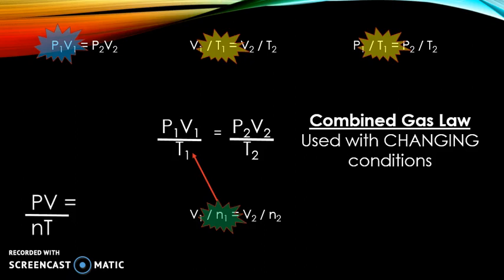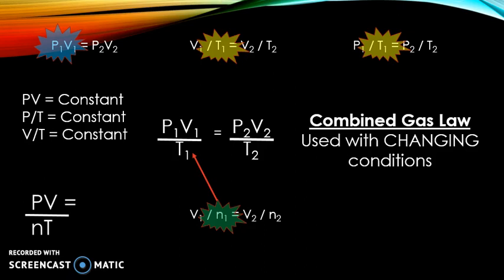So before we get any further, I just want to remind you of a couple different things. When we were learning about the minor gas laws, pressure times volume provided us with a constant. Pressure divided by temperature provided us with a constant. Volume divided by temperature provided us with a constant. And volume divided by moles, or moles divided by volume, provided us with a constant. If that's in fact true, then P times V divided by n times T should also equal a constant. And it in fact does.